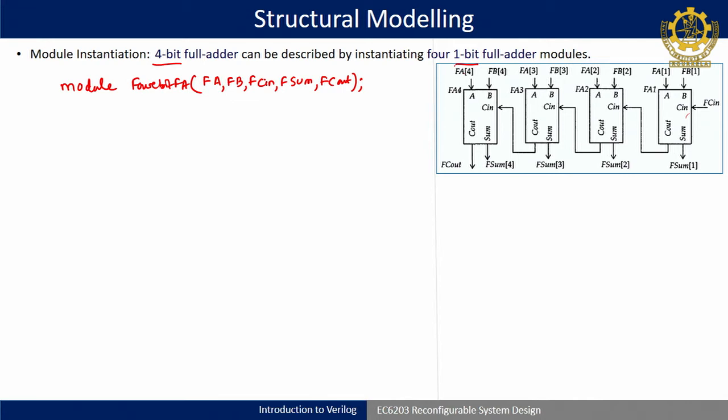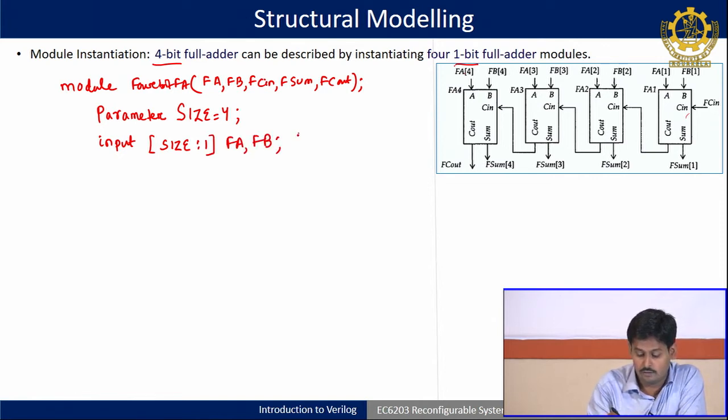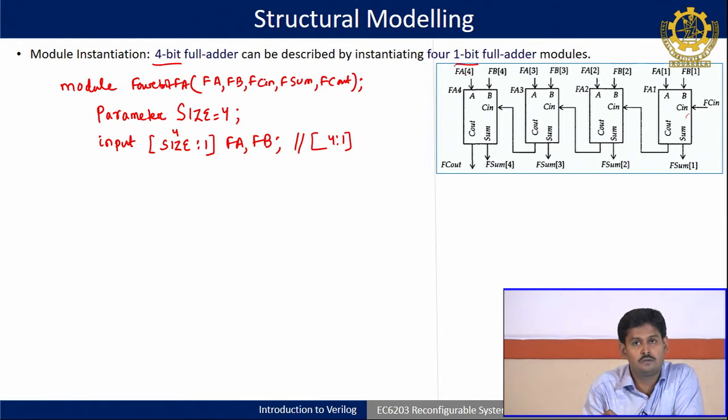In order to define parameterization, how it can be done, I am introducing another term called parameter. Let's say I am writing parameter size is equal to 4 semicolon end. Let us write it down, then we will understand. Then I am defining input in square bracket size to 1, FA comma FB. Are you getting my points? So now I have defined size as 4, so when size comes, it becomes 4:1. So now my FA is 4 bit and FB is 4 bit.